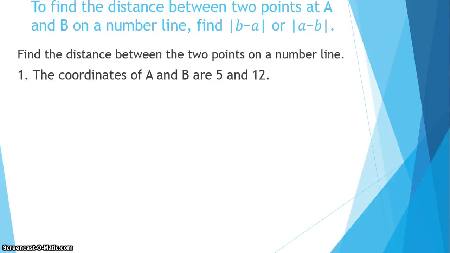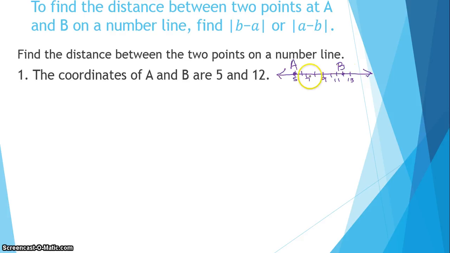Okay, so if you're looking at points on a number line that you want to find the distance between, first off, let's think of these points on a number line. So go ahead and draw your number line. Make sure you don't have every number out there, but make sure you include at least 5 and 12. So I'm going to put a spot at 5 for A and 12 is B.